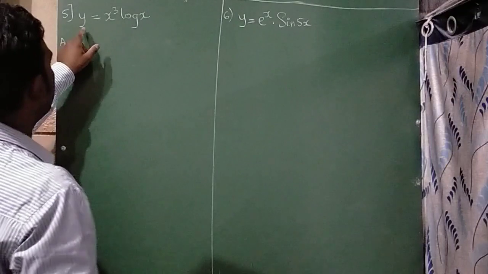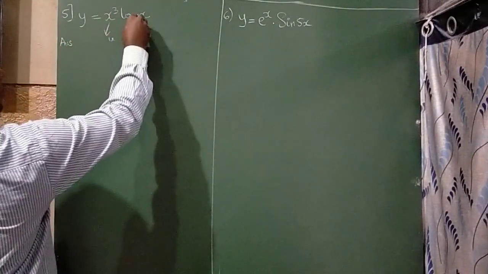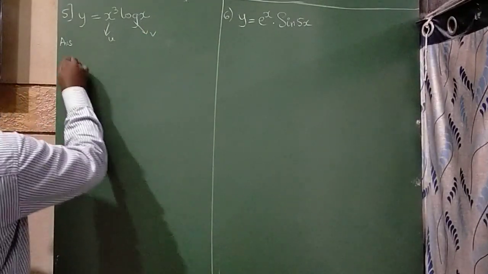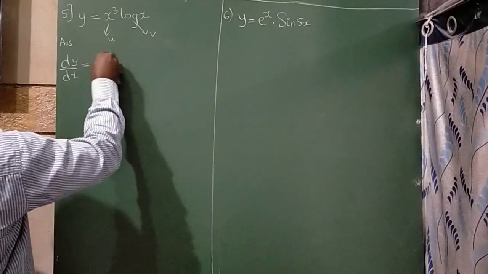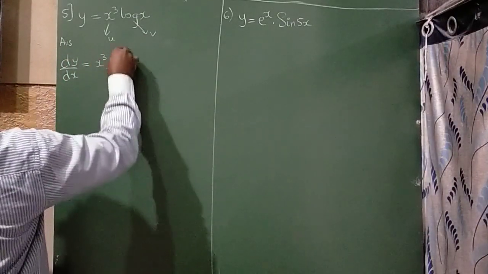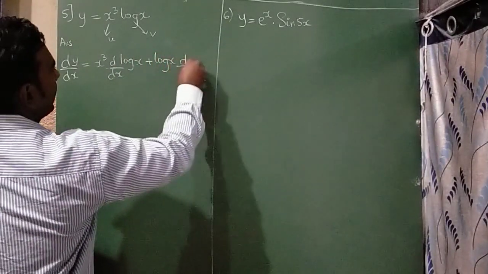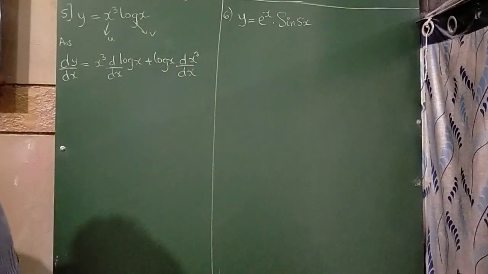Now fifth question is y is equal to x cube log x. So this will become u and this will become v. So again we need to apply product rule. So d by dx of y is equal to x cube d by dx of log x plus log x d by dx of x cube. So this is by product rule formula.